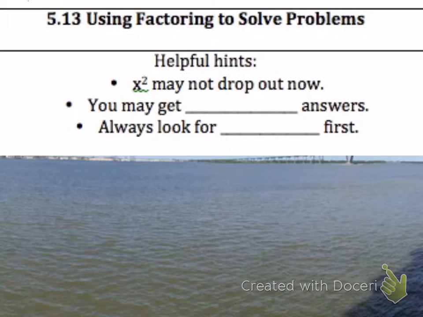A couple of main points, or helpful hints, that you need to know: when you're factoring polynomials, the x squared may not drop out. We're used to that kind of canceling being an indicator that you're on the right path, but this time you know how to factor, so getting all grown up in the algebra world, you might end up with the x squareds in your equation. And that means you might get multiple answers. That's okay. That just means there's more than one possible answer for a situation.